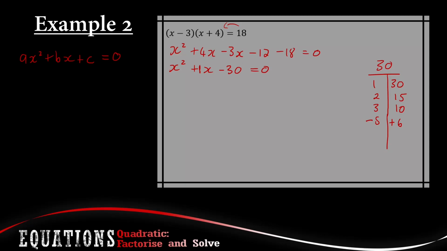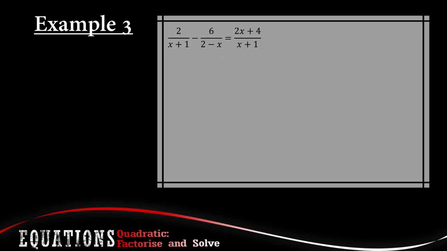Okay, now we just write it in its factors, x minus 5 and x plus 6 equals 0. So x minus 5 equals 0 or x plus 6 equals 0. And then x is equal to 5 or x is equal to negative 6.